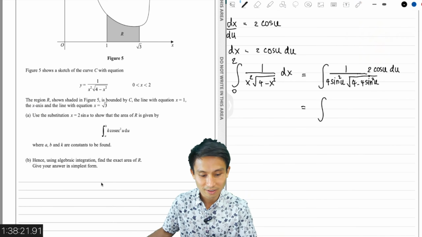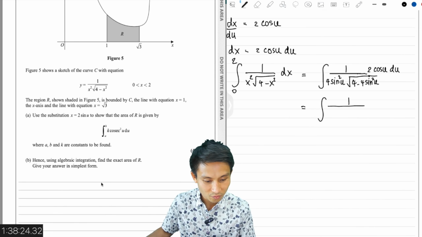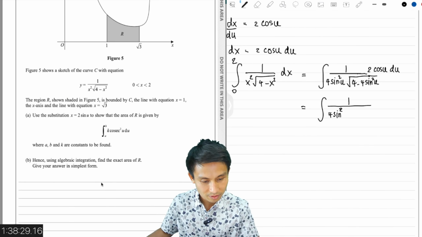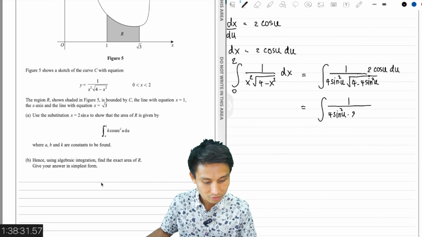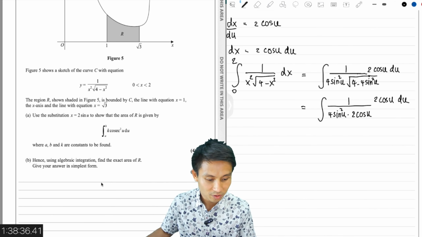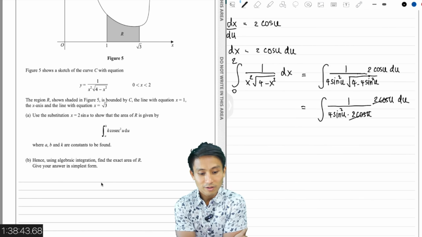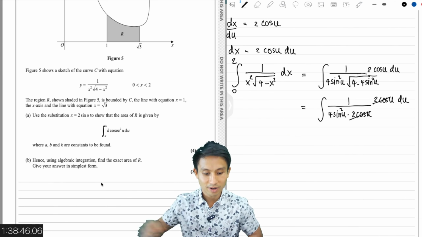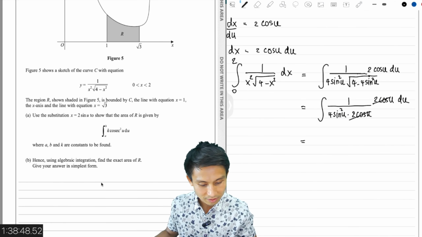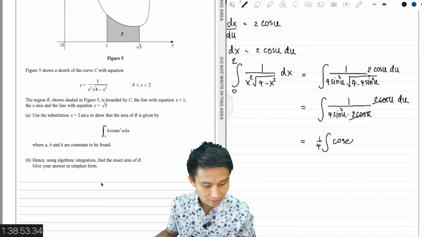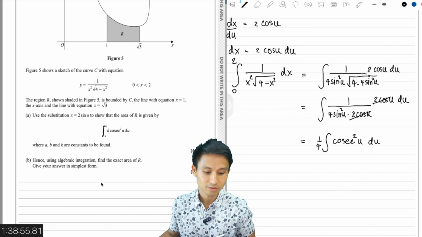So that is basically 1 over 4 sine squared u times 2 cos u, sorry, not x. And we have a 2 cos u up here as well. So that's going to cancel the 2 and the 2 there. So I only have what? 1 over cosec, right? 1 over sine, so that's just the integral of 1 over 4 cosec squared u du.